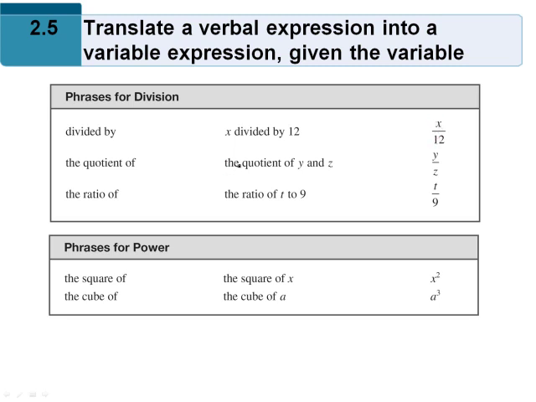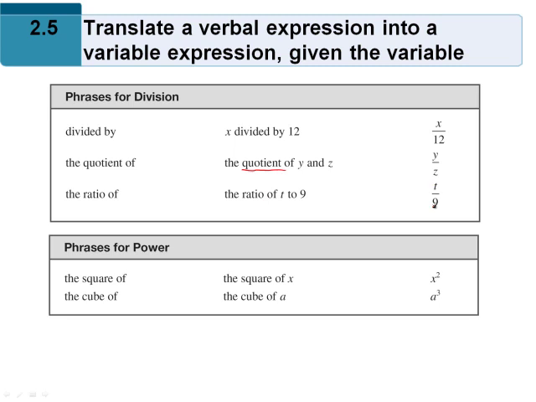The quotient, that's probably the main word that you're going to see for division. Quotient of y and z. Wherever you see the and, that's what splits up the two parts of the fraction. Y and z, the and is your division sign, okay? And the ratio of t to 9, you'll very rarely see that, but you will sometimes see ratio as a division word, and it would be t over 9.